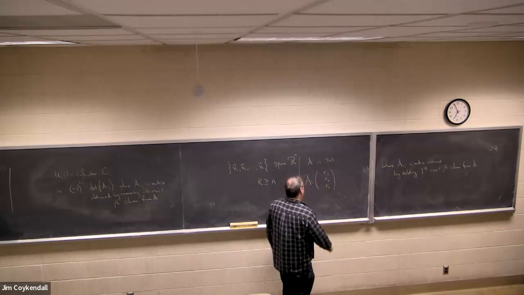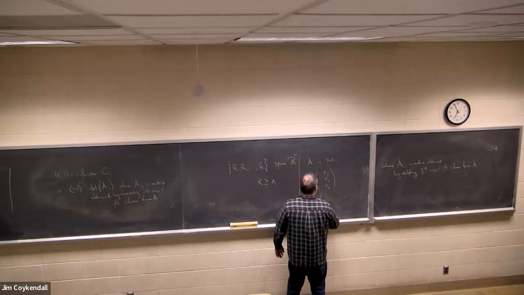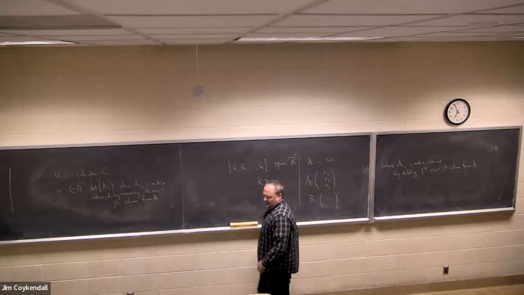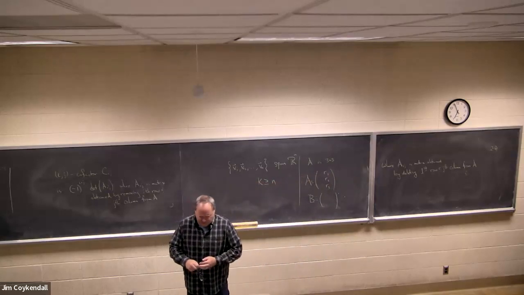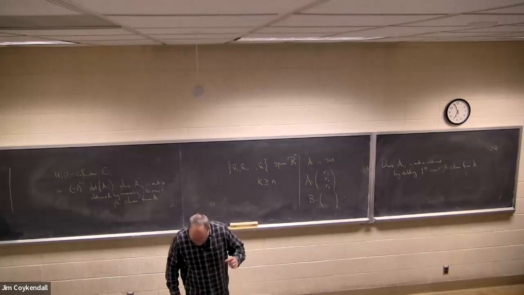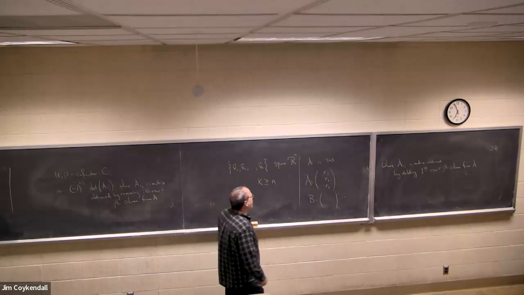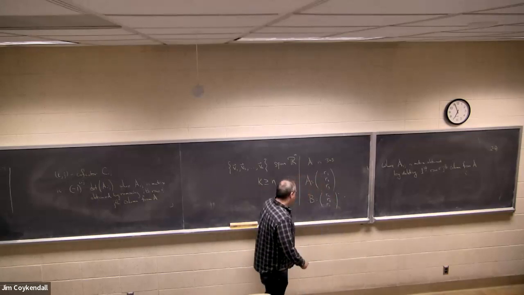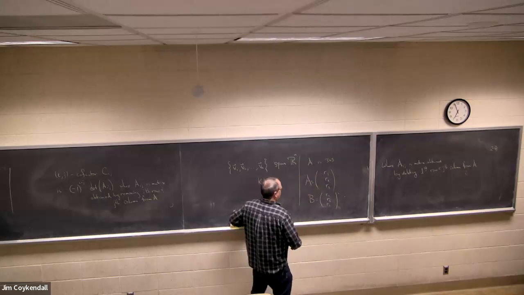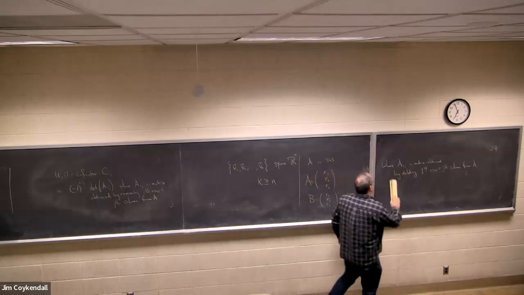I get a new matrix B. Let me review what it says. It says I shift the bottom 2 rows up 1 level and put the top row at the bottom. So it looks like this. Question: what is the relationship between the determinant of A and the determinant of B?